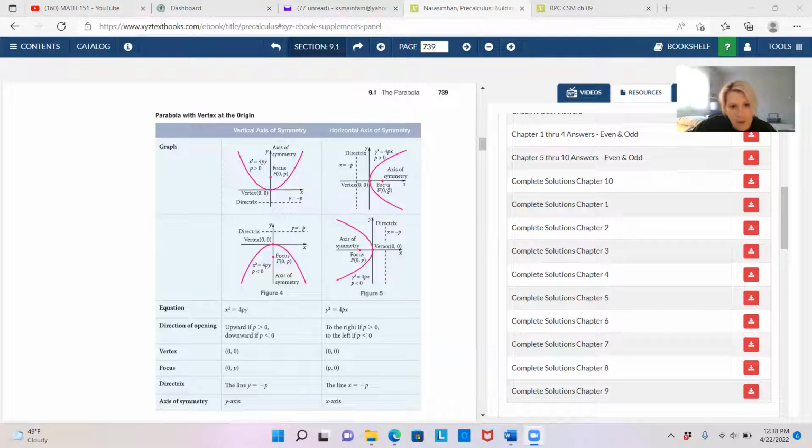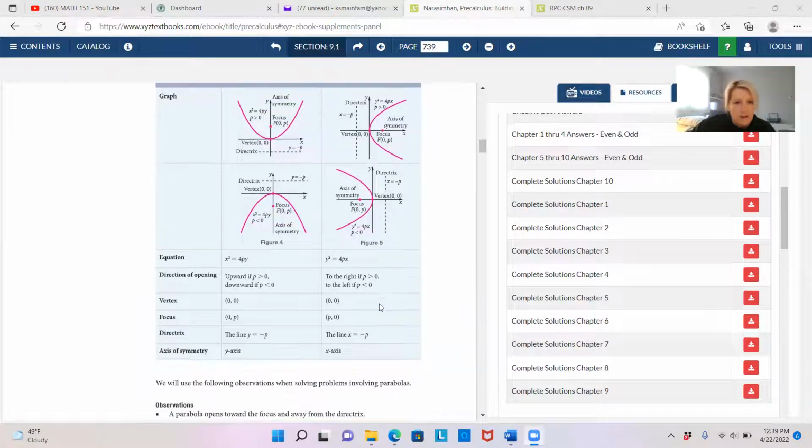Then there could also be a horizontal axis of symmetry here on the right-hand side. And so that equation is going to be y squared equals 4px. So we've got some characteristics of each here. We're going to use the p to tell us if it's face up or face down. And then on the right-hand side, we're going to use the p to tell us if it's face to the right or face to the left.